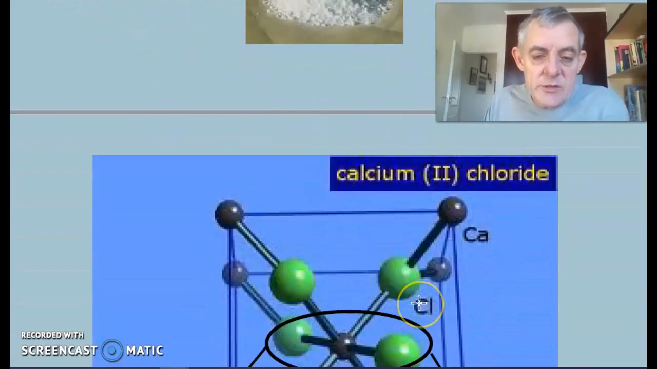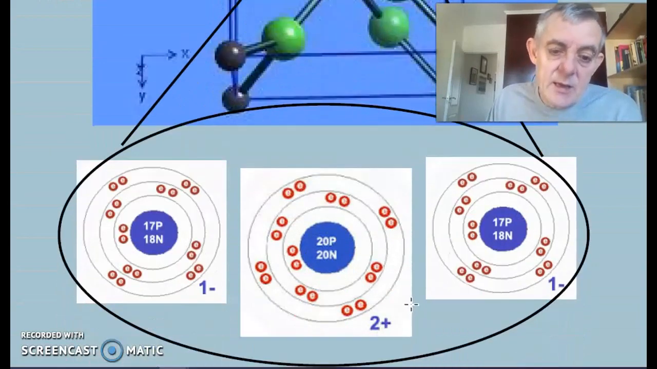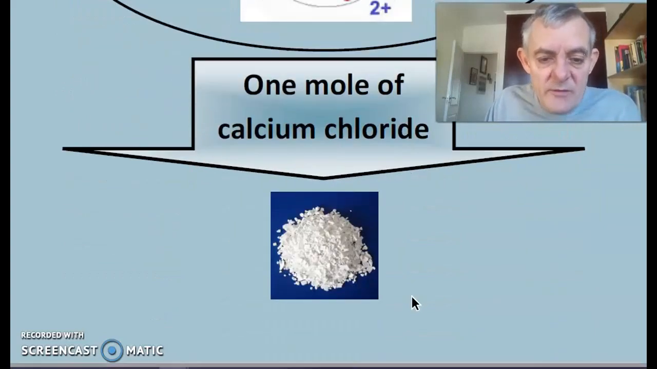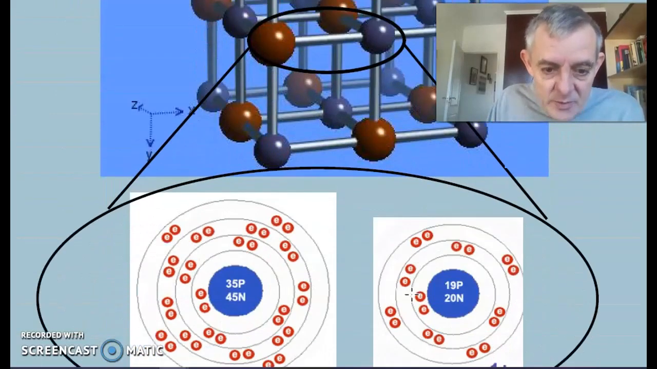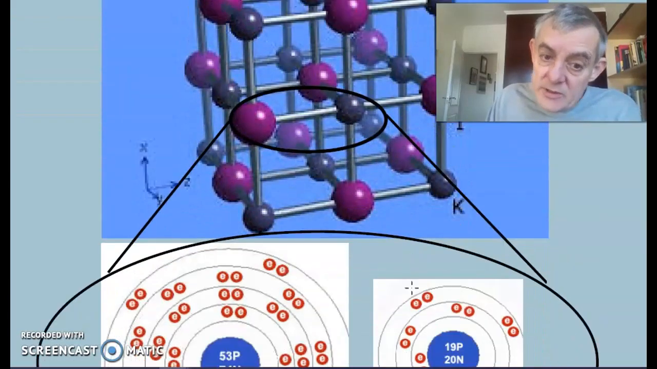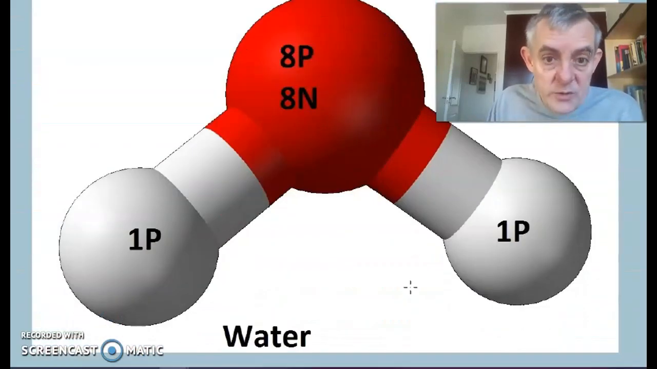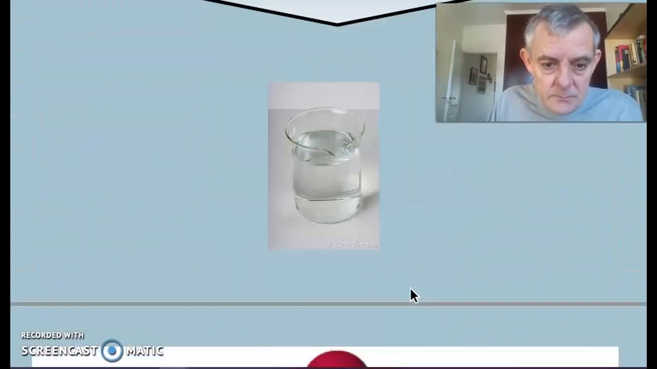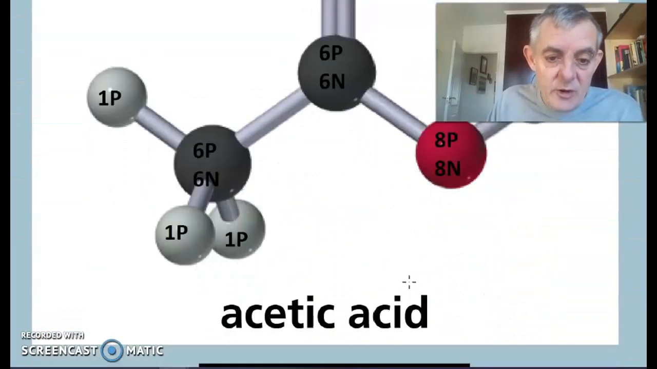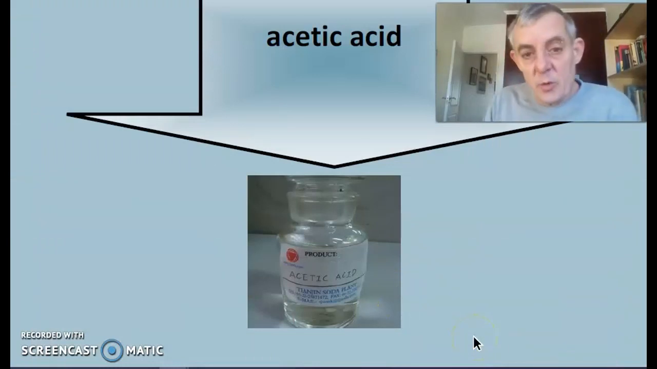So you are to please also find the formula mass for calcium chloride. And there you can see I've given you the Bohr diagrams. And what would be the mass of 1 mole of calcium chloride? Do the same for potassium bromide, potassium iodide, a water molecule, and then acetic acid or vinegar. So you're going to find the relative formula masses for all of these compounds on the worksheet.